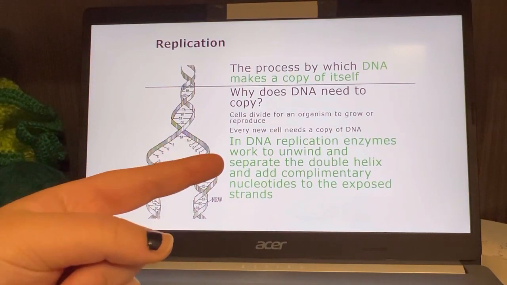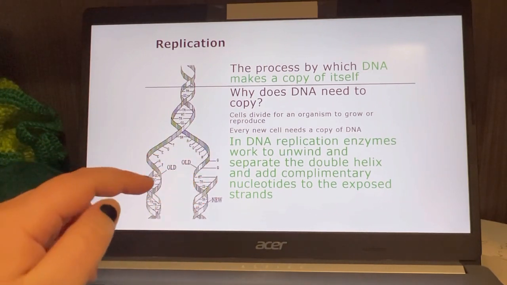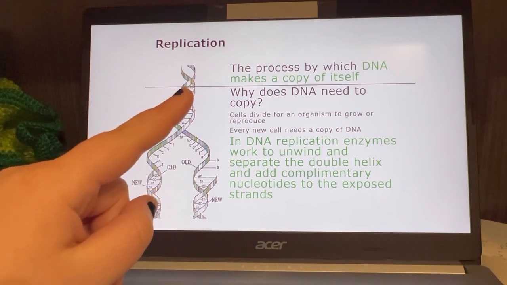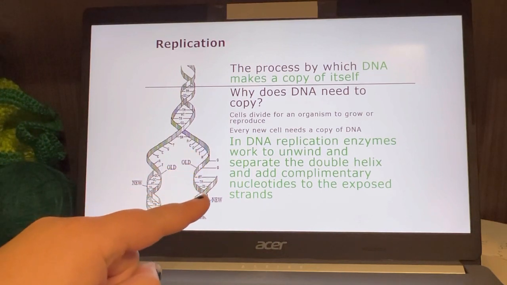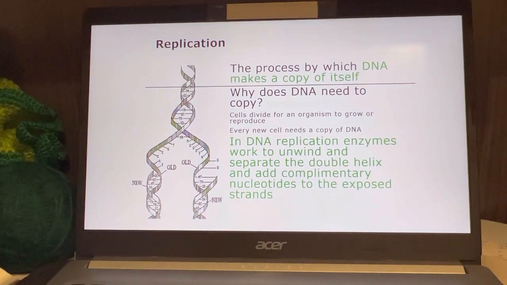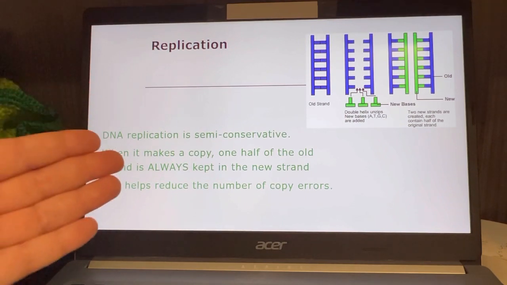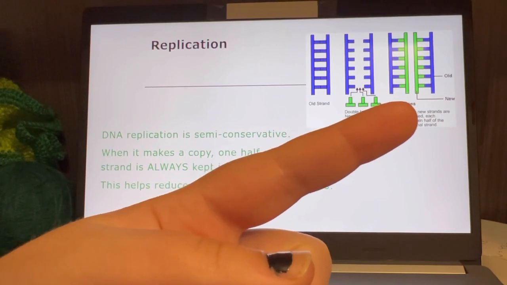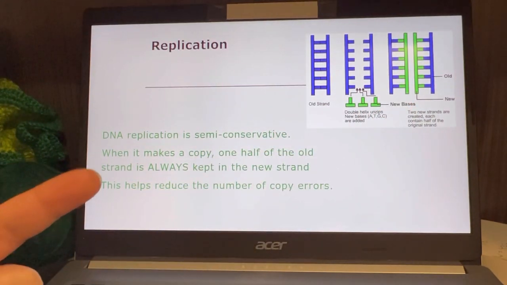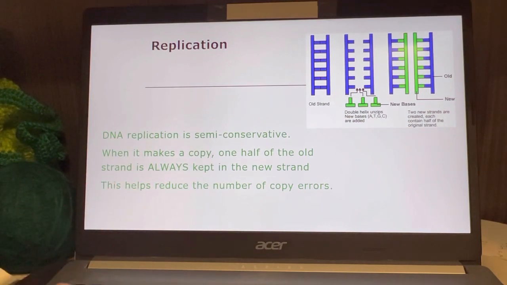In DNA replication, enzymes work to unwind and separate the double helix and add complementary nucleotides to the exposed strands. We can see here, this is the old DNA strand, and it's become unwound. The old strand is continuing down, and the new strand is building upon that. This means DNA replication is semi-conservative. You have some of the old strand, and the new strand is added into it. When it makes a copy, one half of the old strand is always kept in the new strand. This helps to reduce the number of copy errors.